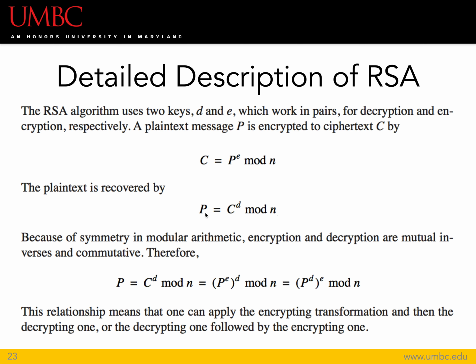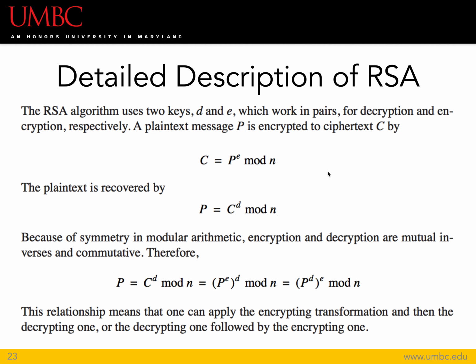Now, because this is a mutually inverse commutative process, we can actually do them in either order. So we can take P to the e d, or we can take P to the d e, and that's exactly the same calculation. These are exactly the same. So it doesn't really matter if you're using one key for encrypting and the other one for decrypting. It doesn't really matter what order you're using them in. They're both going to happen basically at the same time in this mutually inverse and commutative fashion.